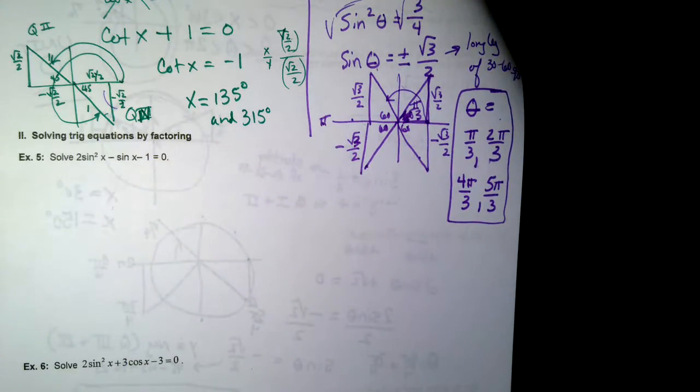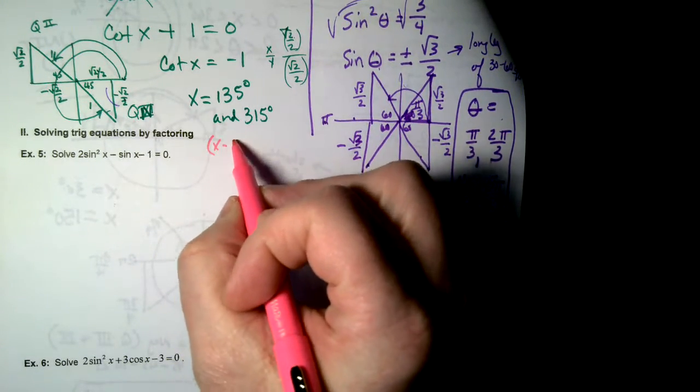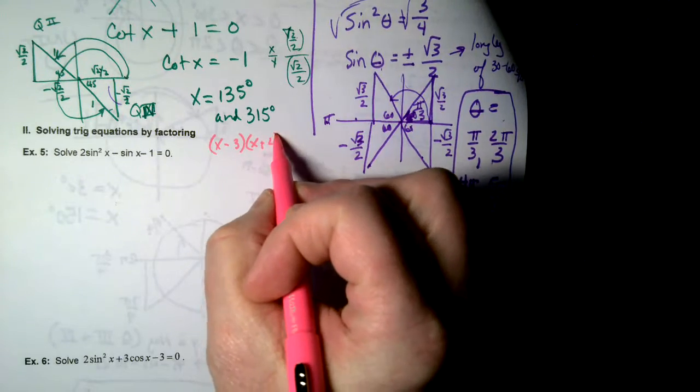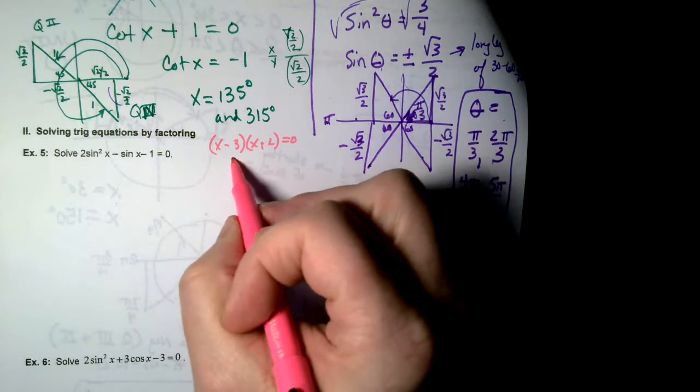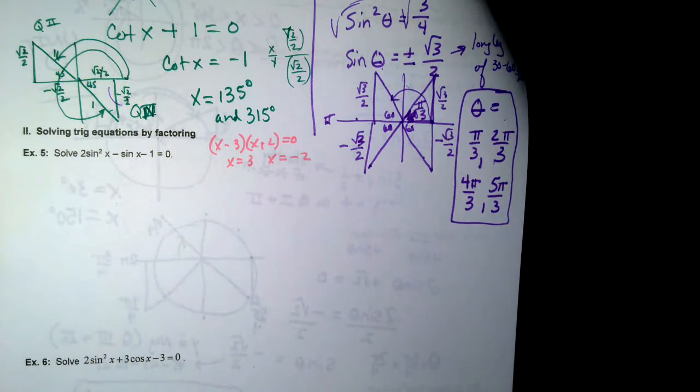How about solving if you have to do factoring? So basically, we've done this before. If I give you x minus 3 times x plus 2 equal to 0, you set each one equal to 0: x equals 3, x equals negative 2. We're doing that same kind of thought, all right? That same kind of stuff.